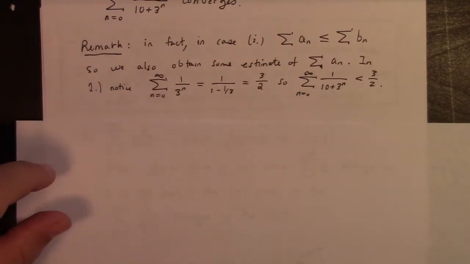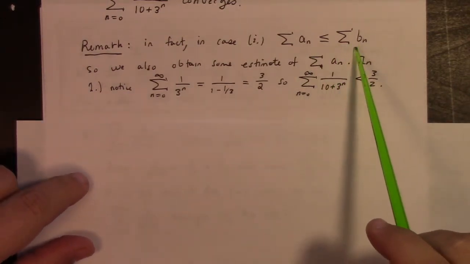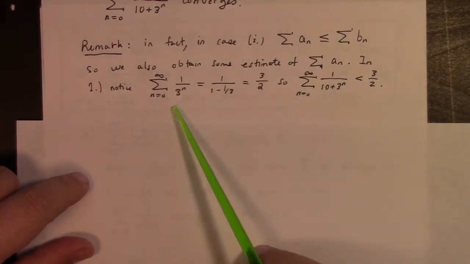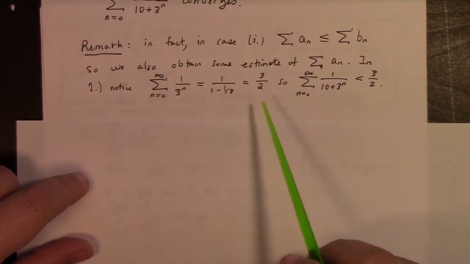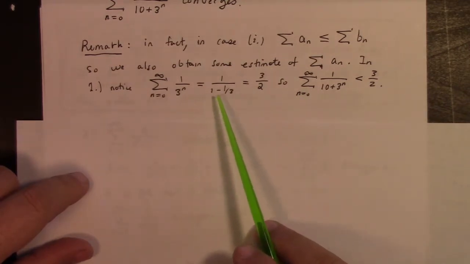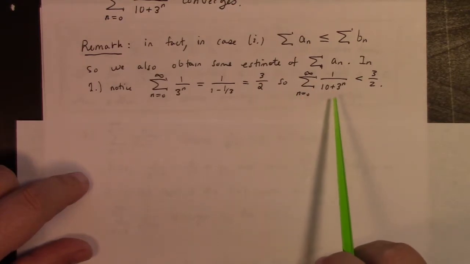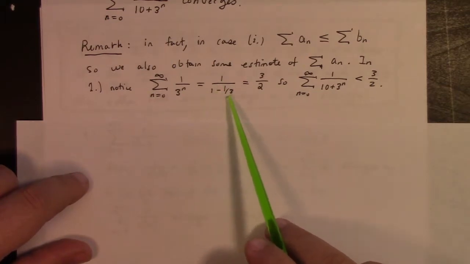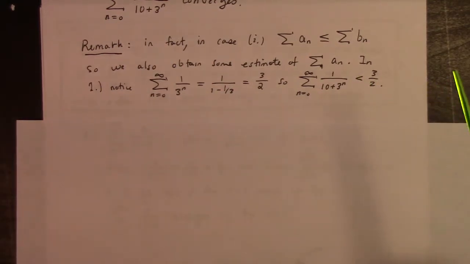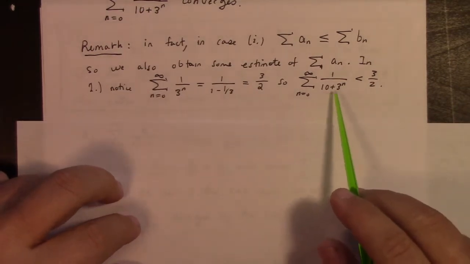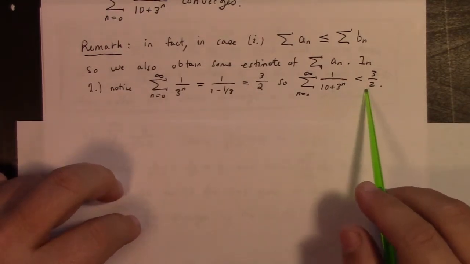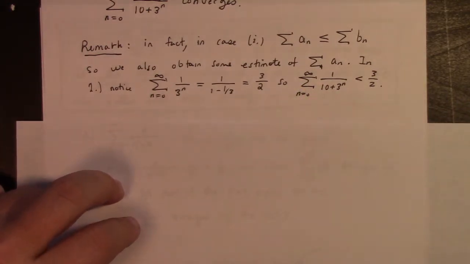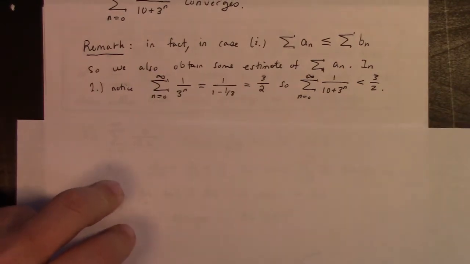Alright, anyway. In fact, in example 1, this is less than that, and we also obtain some estimate. So in particular, for example 1, I can tell you more than it converges. I can actually tell you that because the larger convergent series converges to 3/2. Did I say 2/3? I forgot what I said. Well, apparently 3/2, right? 1 over 1 minus 2/3 is 3/2. So by comparison, I actually learned that this series converges to some value less than 3/2. It's also bounded below by 0 because the sum of positive things is positive. Or it doesn't exist as a real number.